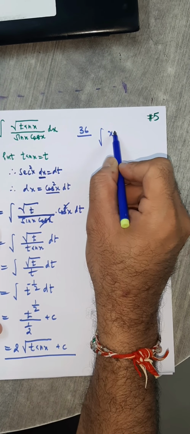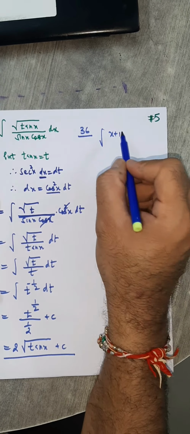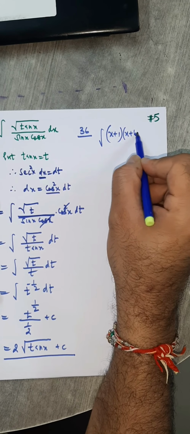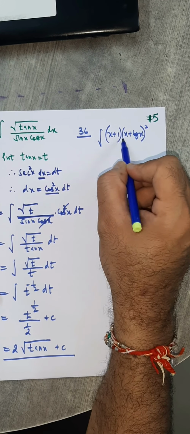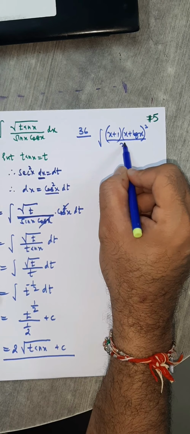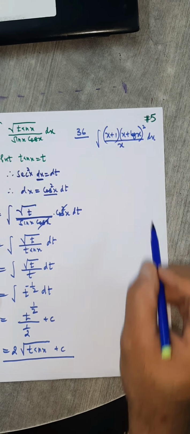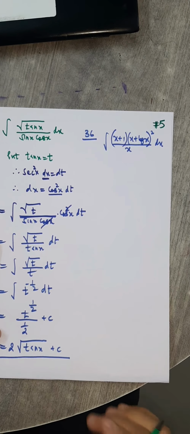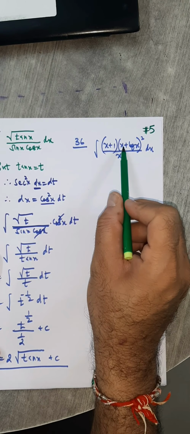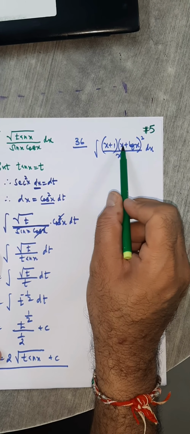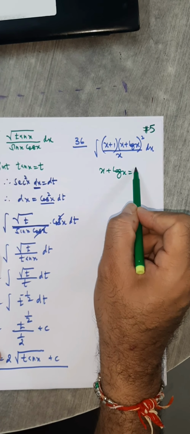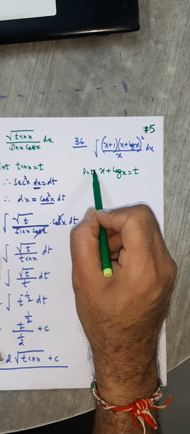Integral of (x plus 1) into (1 plus log x) the whole square by x dx. This is the question. So here the substitution would be, you can see that just log x will not do. You need to take the entire x plus log x equals t. This is your substitution. Why?